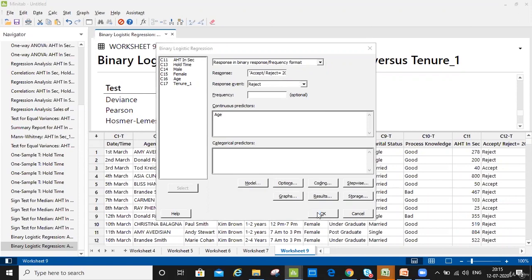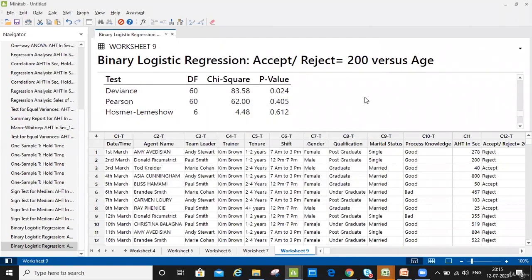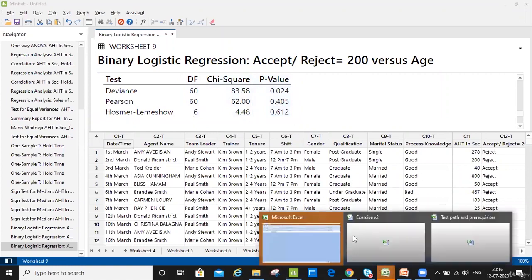I click on OK. The p-value says 0.405. Now it says age does not matter. No matter whatever the age of the employee is, AHT doesn't matter. I was trying to make this hypothesis to check whether there is any difference between the age of the employee which is making these sort of rejects. So that also comes to a null hypothesis. Okay, so we have covered that.